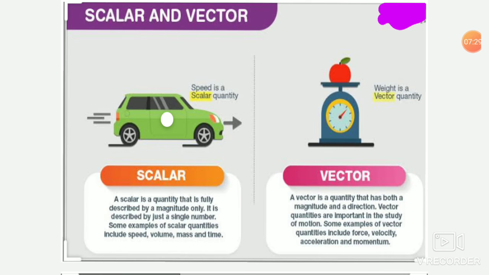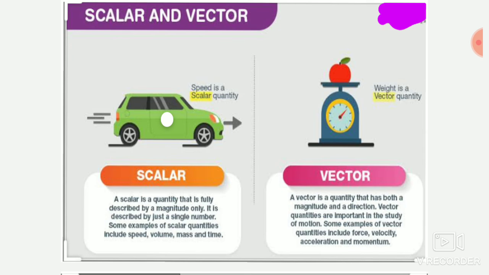By this picture you people can understand it more properly. A scalar is a quantity that is fully described by the magnitude only. It is described by just a single number. Some examples I had told you, speed, volume, mass, time are the scalar ones. So speed of a car, that means we are not indicating any particular direction.